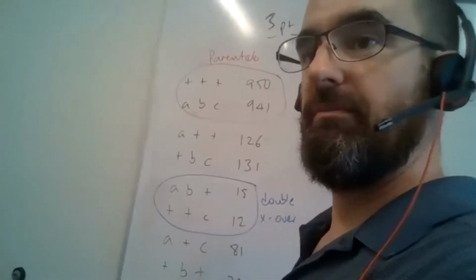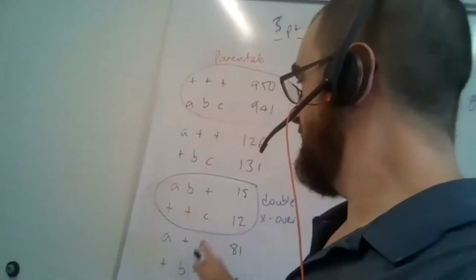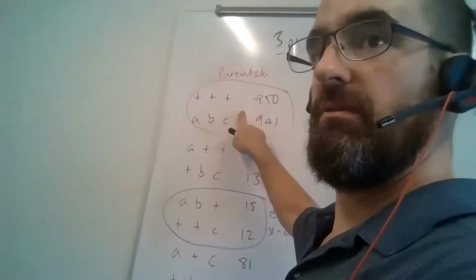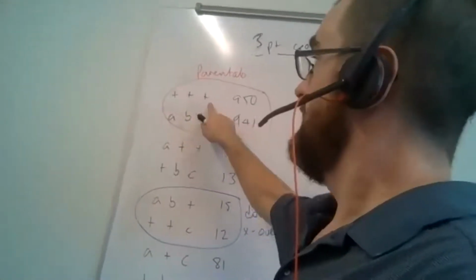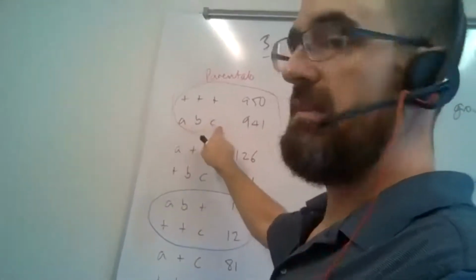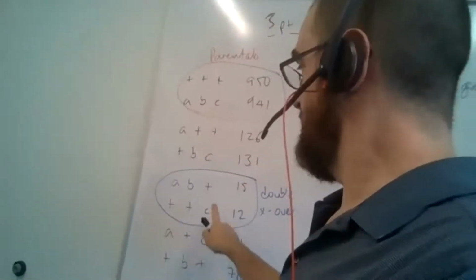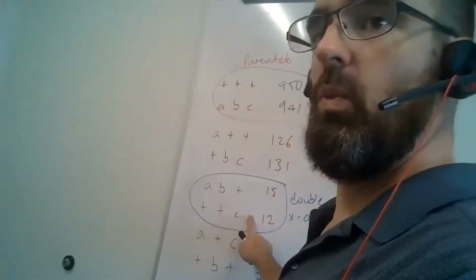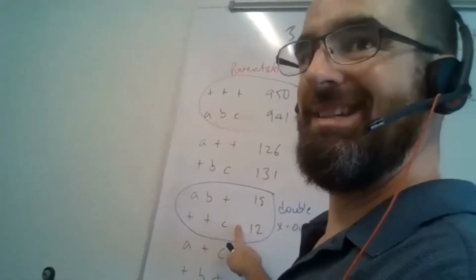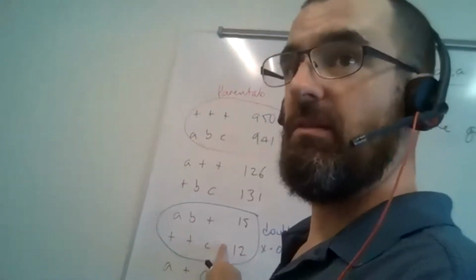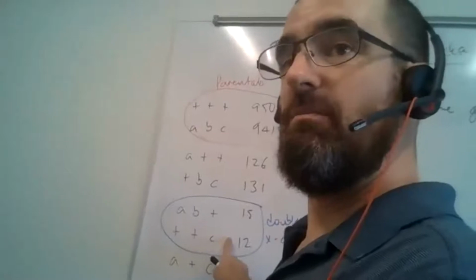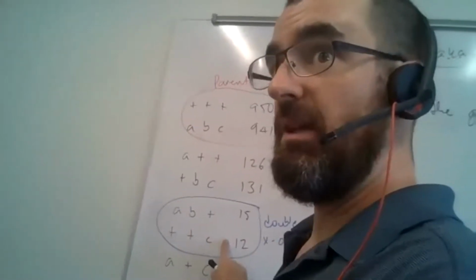Questions to the class. Got 1 minute left. Look at the parentals, which you need to know to figure this out. We've got plus, plus, plus, or ABC. Look at the double crossovers. Which letter has moved? The C. So if the C is moved, that one has to be in the middle.